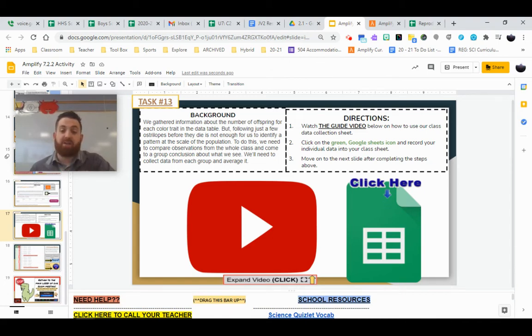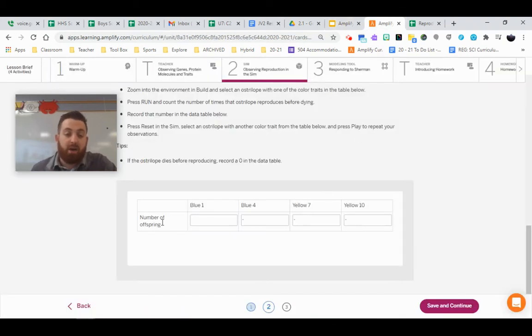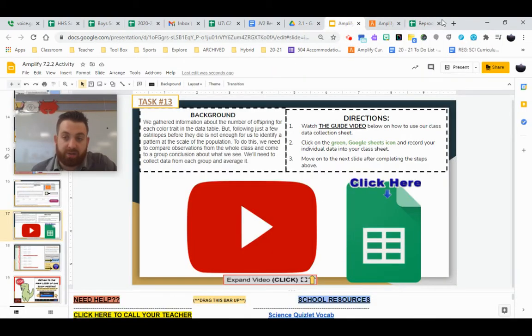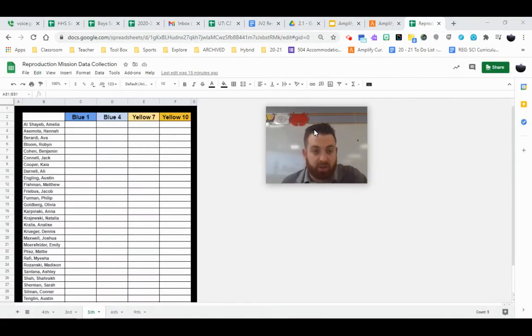So all you're going to need for this activity, obviously, is the Google Sheets that you see here that you'll be using, and then your data from the actual simulator. So the numbers you got for Blue 1, 4, 7, and 10. How this is going to work is when you click on the actual Google Sheets here, it'll take you to what looks like this sheet.